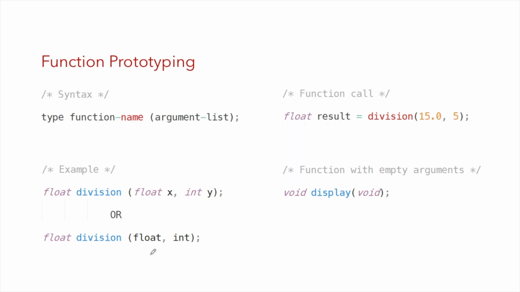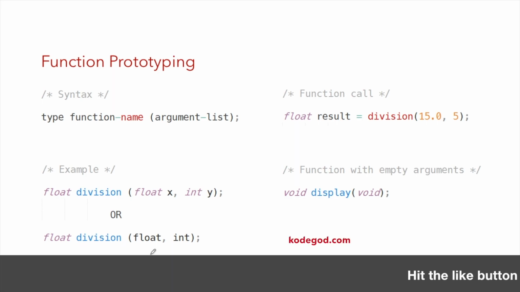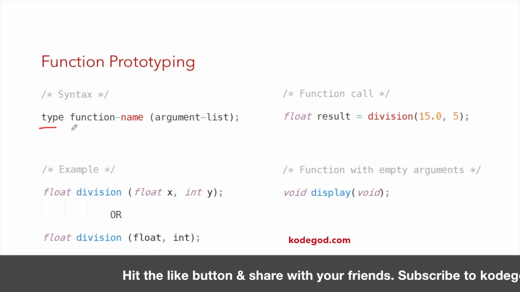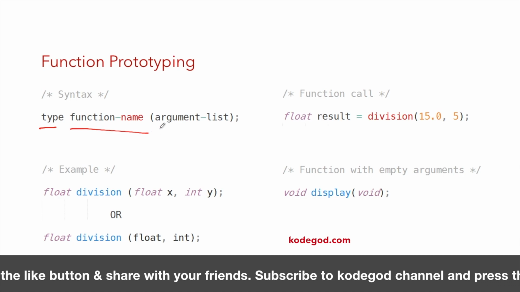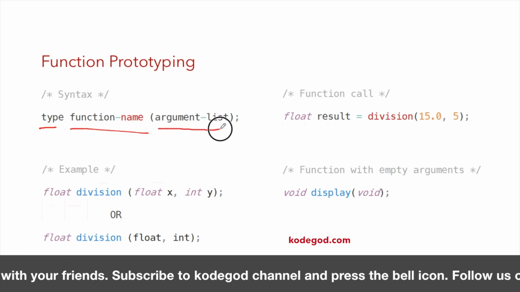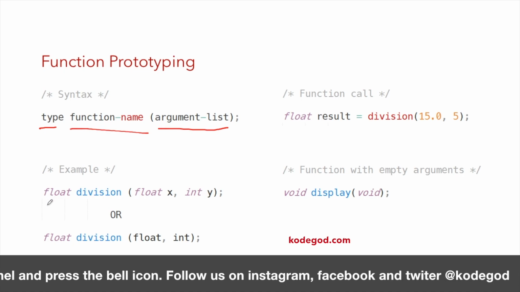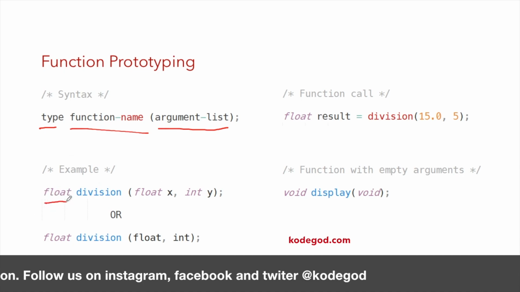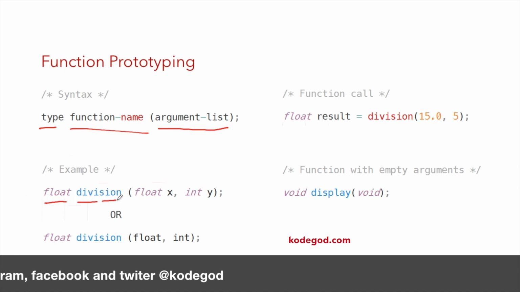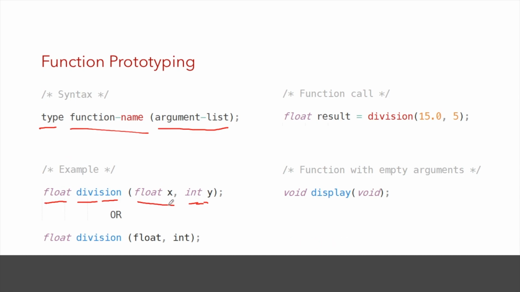Now next is function prototyping. So what is function prototyping? Basically, you declare your function first and then you define your function. So the typical form of declaring your function is the return type, then your function name, and then in the parenthesis you have your function's parameter list. So here's one example. I am writing one function declaration as float, which is the return type for the function division, and I'll be supplying two parameters to it. One is float x and the other one is int y.